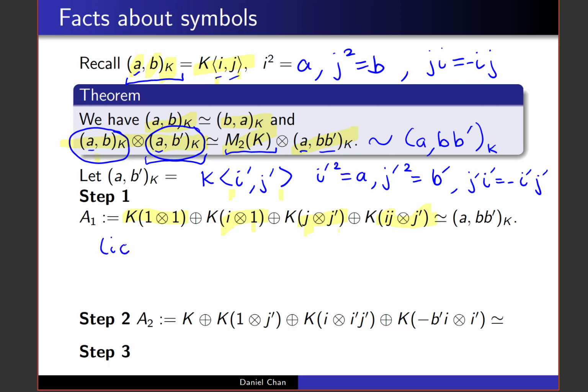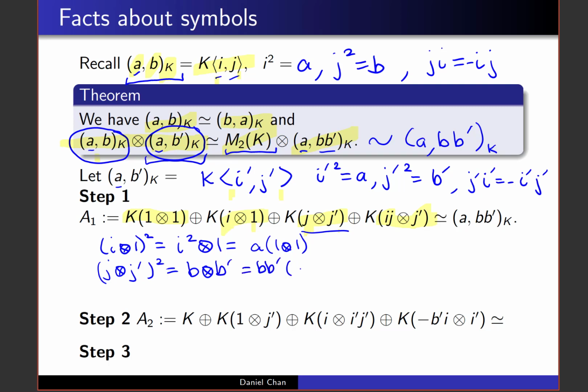So let's, for example, square the first term. Is it still inside here? Well, when you square the first term, you get i squared tensor 1, which is just, well, i squared is equal to a. So that's a times 1 tensor 1. Okay, what about this term here? When you square j tensor j prime, you get a j squared, which is a b, tensor a j prime squared, which is a b prime. So this is b prime times 1 tensor 1.